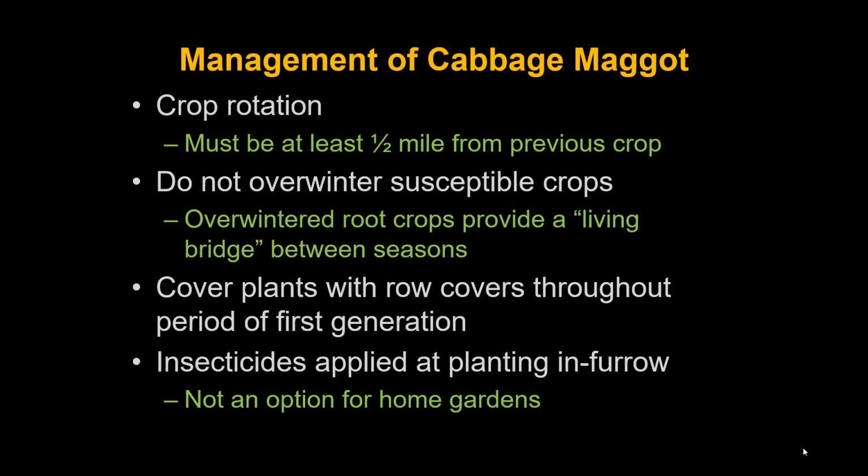So for cabbage maggot, crop rotation, again, not a strong flyer, but strong enough to move maybe half a mile. Don't overwinter susceptible crops. Not uncommonly, people will overwinter maybe kale or some root crop, turnips and the like. And if you do that, then that will produce a reservoir of these cabbage maggots that have something to feed on through the winter too, just providing a living bridge. So that's not a great idea. You can cover the plants with row covers during the first generation, and insecticides again are used in commercial production, although they're not available for home gardens.